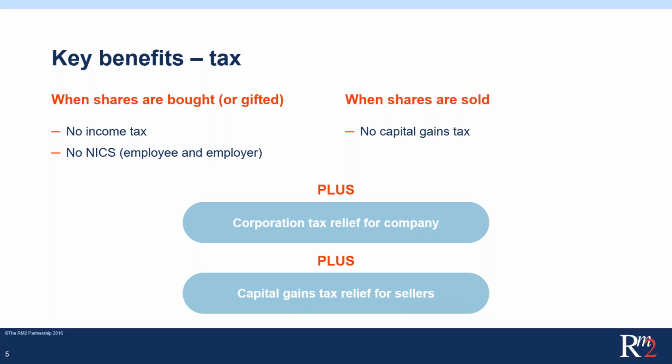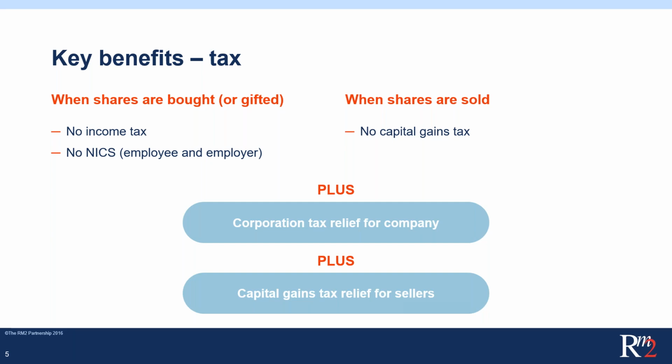So from the company's perspective, the no NICs to pay includes employers' NICs as well as employees'. So there's a saving for the company as well, which can be significant. In addition, there's corporation tax relief for the company. The company can claim a deduction for the costs of setting up and running the plan, and there's also a further corporation tax deduction for the market value of certain shares given to the participants.